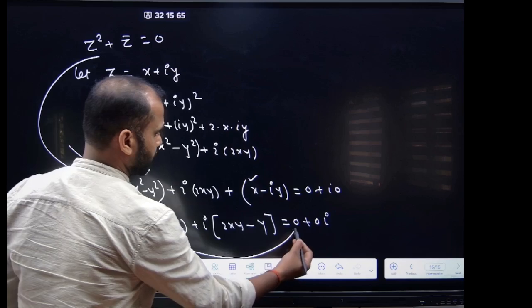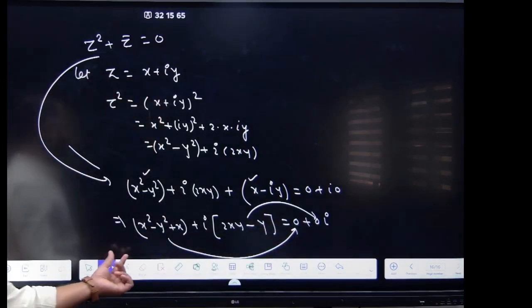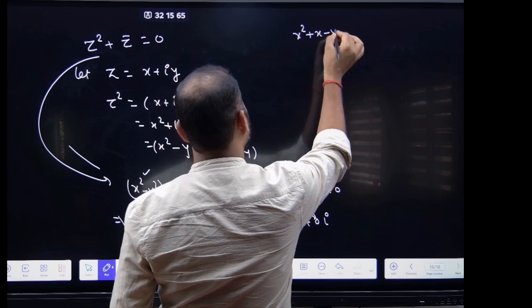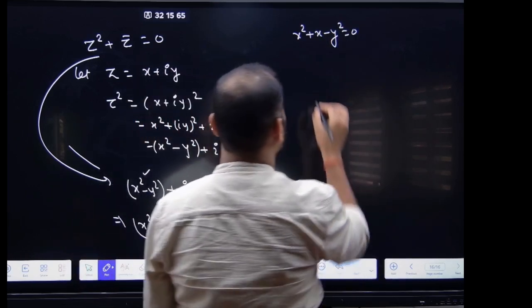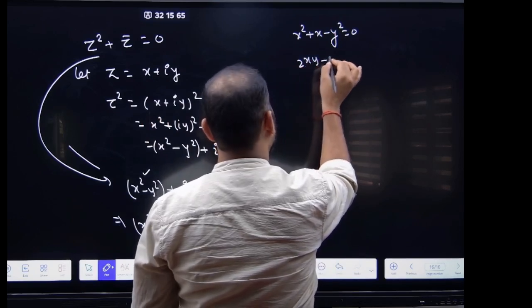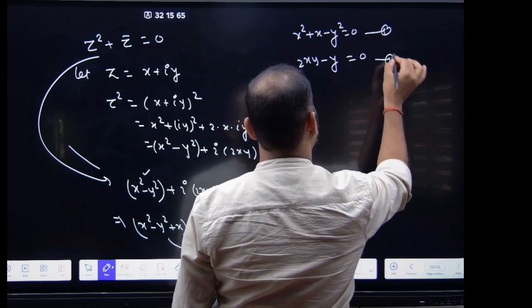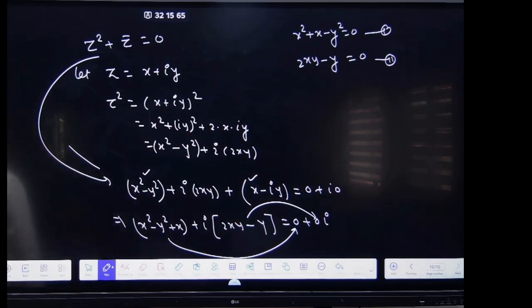Whenever you compare, you should compare real with real, imaginary with imaginary. So what is the real part? Real part will be this one. x square plus x minus y is equal to 0. Second part will be how much? 2xy minus y is equal to 0. One equation, second equation. How many unknowns do we have? 2 unknowns, 2 equations. Solve it one by one.